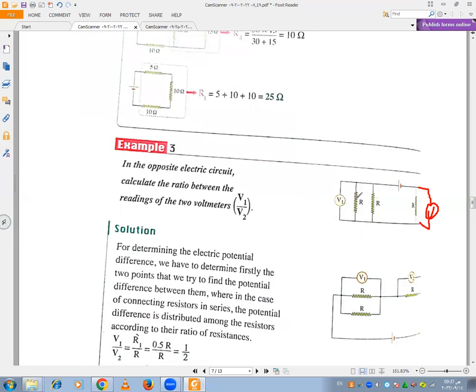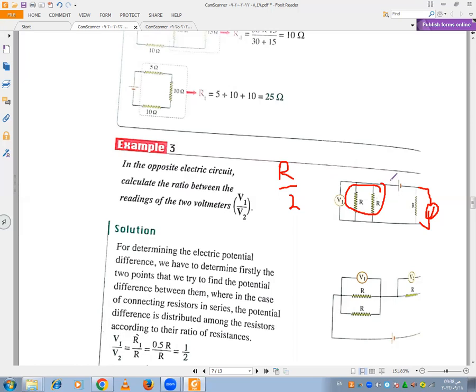R1 and R2 are connected in parallel connection. R plus R divided by 2R will equal R over 2. And the equivalent resistance here is R.